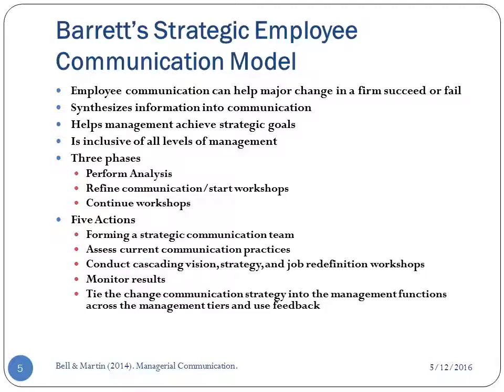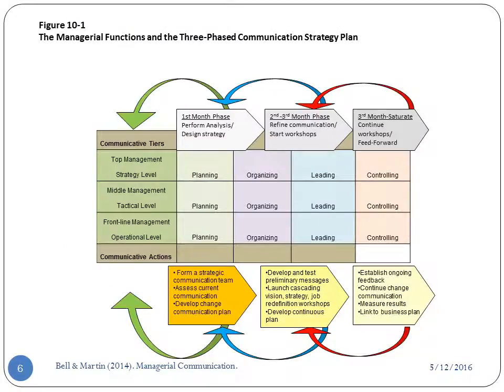Next, we're going to look at Figure 10.1. Figure 10.1 shows how you take each phase, the perform analysis, design, the refine communication workshops, and then the feedback and the feed forwarding. One of the things you have to remember is each level of management has the 4 functions that they have to do. They have the planning, the organizing, the leading, and the controlling. So while they're trying to communicate changes, they need to make sure they are done through all 4 functions and through all tiers of management.